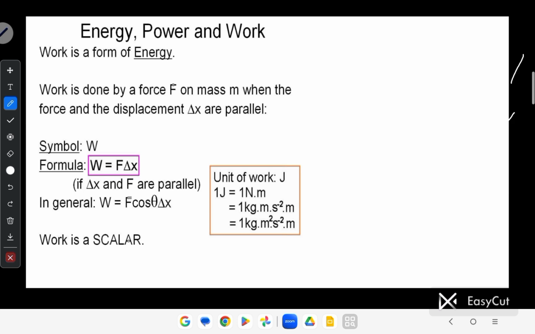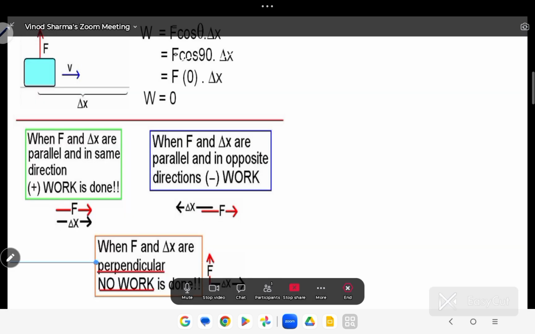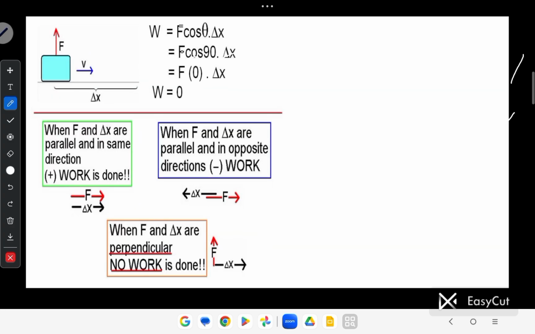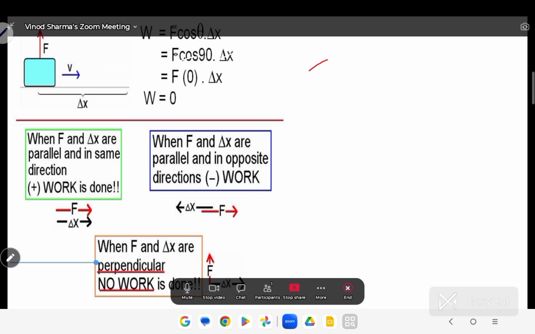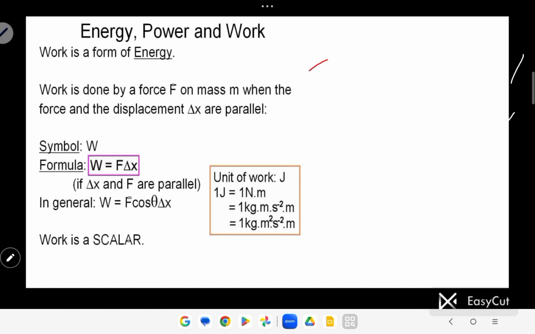Sorry, I'm not able to write onto this page. If I choose another pen... Okay, sorry for the interruption caused. I'll move to the previous page and select a different page here.